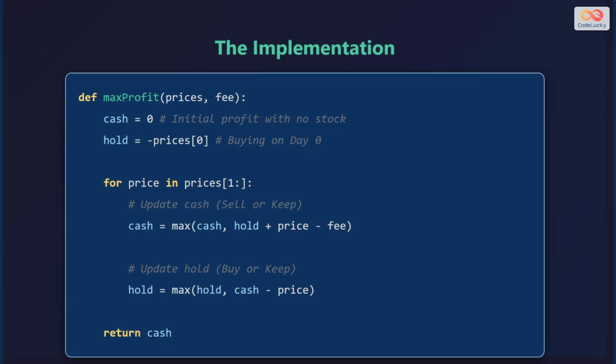Here is how the code looks in Python. We initialize cash to 0 and hold to negative price of the first day because buying immediately puts us in debt. Then, we loop through the prices. Inside the loop, we update our cash and hold variables using the logic we just discussed. Finally, we return cash because we want to end with no stock in hand to realize our full profit.